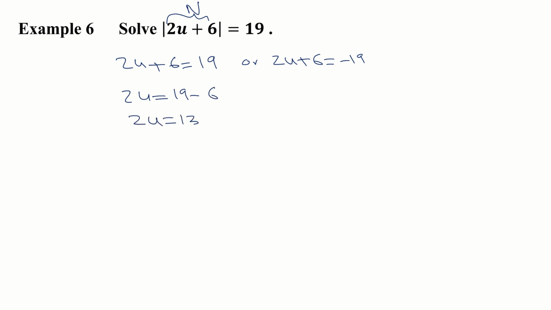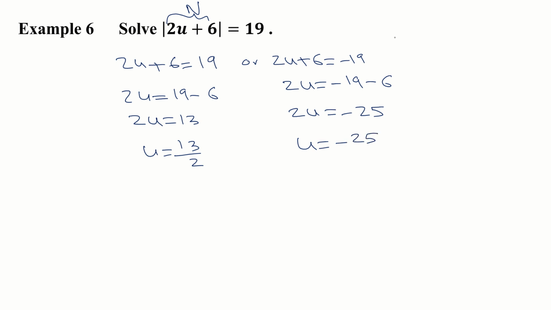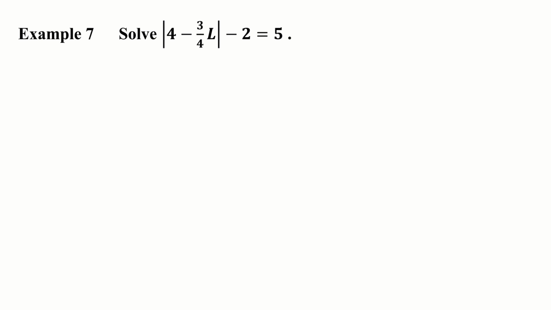So now we get 2u equals 19 minus 6. 2u equals 13. Divide both sides by 2, so u equals 13 over 2. Or here we get 2u equals negative 19 minus 6. So 2u equals negative 25. Divide both sides by 2, you get u equals negative 25 over 2. So our solution set contains 13 over 2 and negative 25 over 2 in no particular order. All right, so that's a simple one, right?